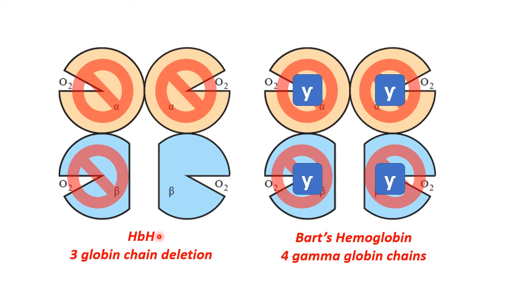Sa HBH naman, meron 3 globin chain deletion. So, tanggal itong 3. Okay? So, ang meron dito sa mutation na to is HBH syndrome. Sa Bart's hemoglobin naman, yung 4 na normal globin chain, napapalitan ni gamma. So, meron tayong 4 gamma globin chain sa Bart's hemoglobin. And ito yung pinaka-severe type of alpha thalassemia.